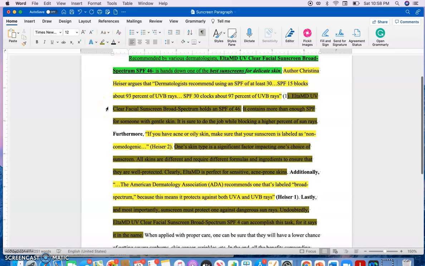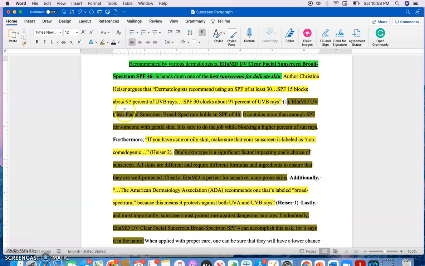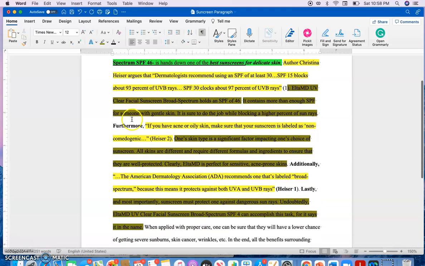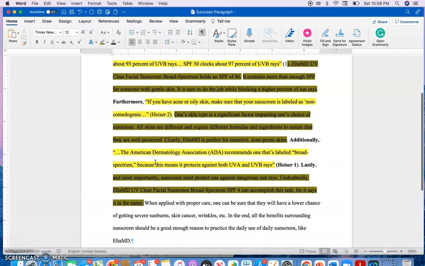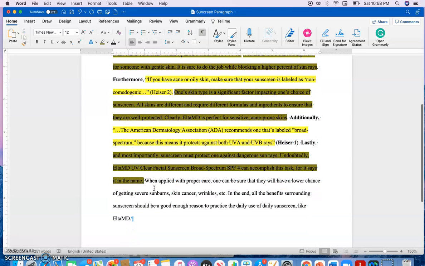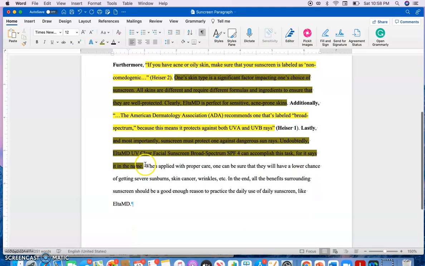And if you notice, there's one I and there's an explanation. There's a second I and there's an explanation or detailed analysis. There's a third I and a detailed analysis. And then she closes out. "When applied with proper care, you can be sure you'll have a lower chance of getting sunburn, skin cancer, wrinkles, etc. In the end, all the benefits surrounding sunscreen should be good enough reason to practice the daily use." And this is her ending.